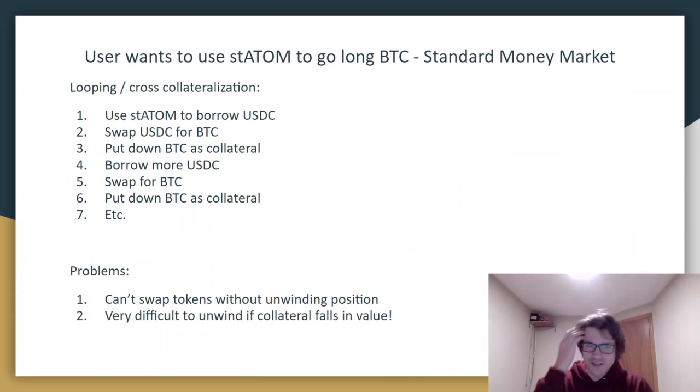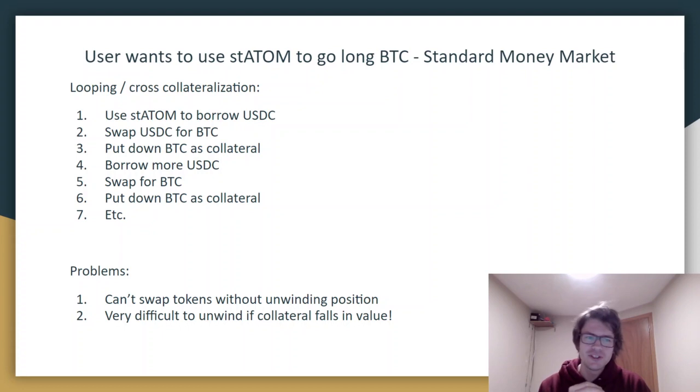And here's an example. Many of you may have had experience looping on money markets. I know I certainly have over the last few years. And what you do when you loop, here's the scenario. Imagine you've got stATOM and you want to go long BTC. So how are you going to do that with a standard money market? Well, you're going to put down that stATOM as collateral.